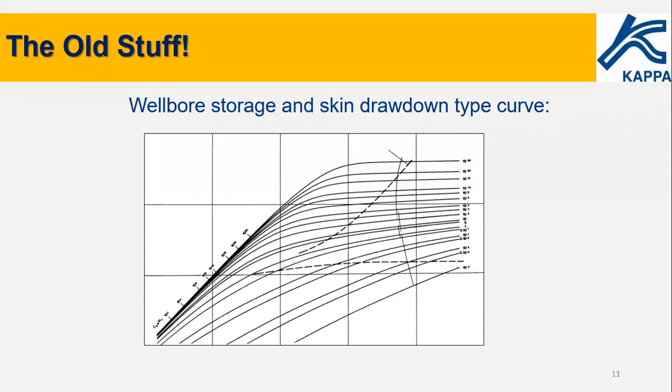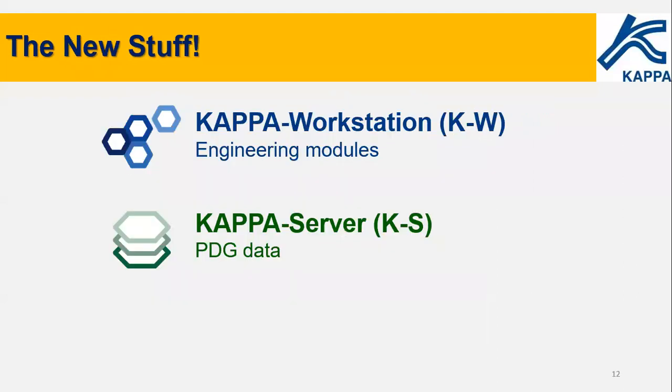That is the point where we decided, when Olivier Houzé parted ways, that there was a need for software solutions which can be used directly and do the interpretation for you. That is where KAPPA Workstation comes in. We have two main products. One is KAPPA Workstation, with engineering modules like Saphir, Topaze, Rubis, Emeraude, Citrine, Azurite, and Carbone, which is our new release. And KAPPA Server is gaining a lot of momentum right now.